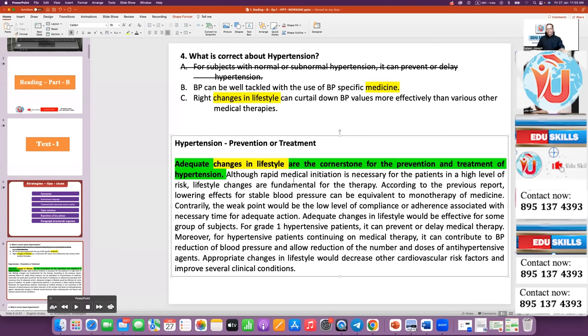Now tell me where are the other repetitions or references of the same. How many repetitions are there? You have here again in the second sentence, lifestyle changes, fundamental for the therapy. Again, they are saying lifestyle is fundamental for the therapy. According to the previous report, lowering effects of stable blood pressure. This is again a reference for lifestyle changes, which can be equivalent to monotherapy of medicine. Equivalent to medication.